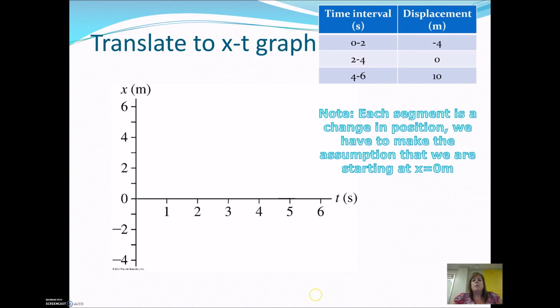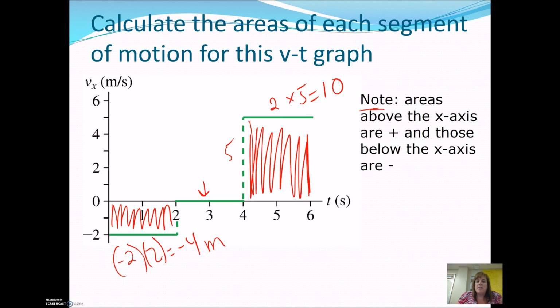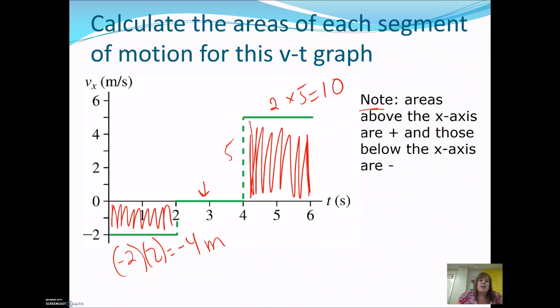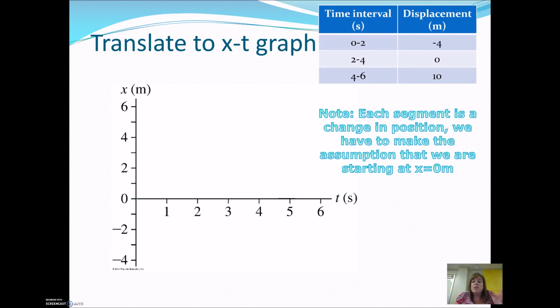So if we want to know what this translates to in a position versus time graph, I took the data from this slide and made a little table just so that it was easy for us to see. Now remember that on our velocity graph, those are horizontal lines. That means that's constant, which means that on a position versus time graph, I have straight slanty lines. Now, one of the problems when we go from velocity to position is I need to know where I'm starting, because just because I start at some velocity or even 0 velocity doesn't mean I'm starting at 0 position.